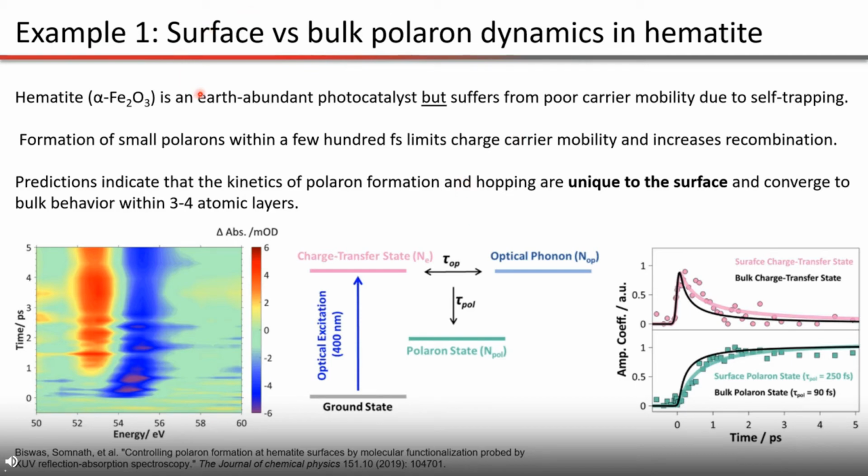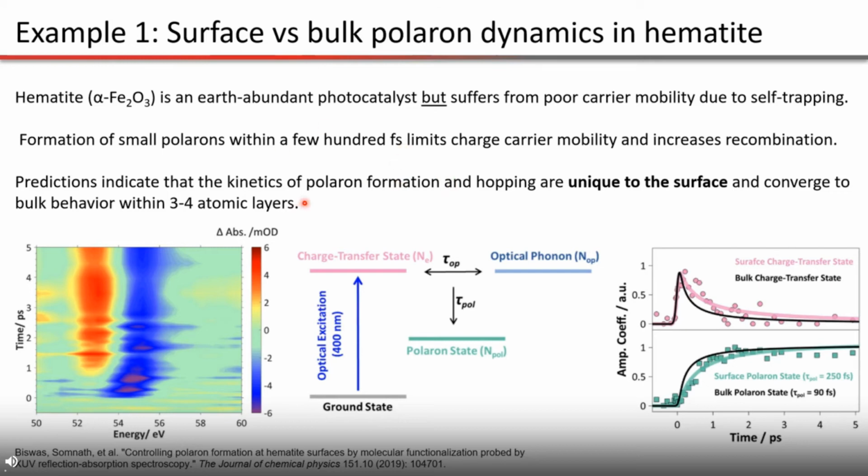So the first is being able to understand surface versus bulk dynamics in hematite. Hematite, this iron oxide complex, is a highly earth-abundant photocatalyst. It's oftentimes used for model systems. Our group has studied it a lot, and many people have followed that up with more experiments, because this is a really promising photocatalyst, but it suffers from poor carrier mobility. So these excited charge carriers could perform photocatalytically, but instead they oftentimes self-trap, which leads to recombination and a quenching of any photocatalytic activity. And this happens on a time scale of a few hundred femtoseconds.